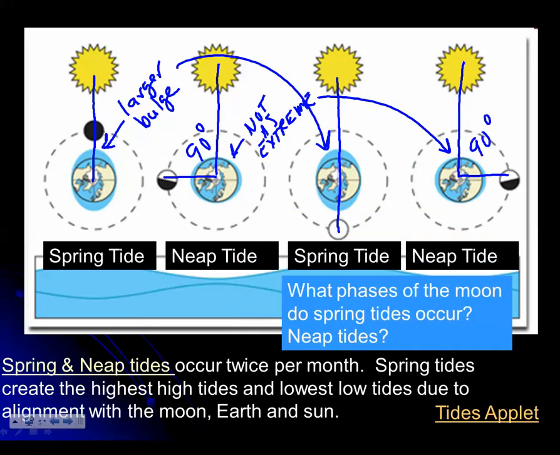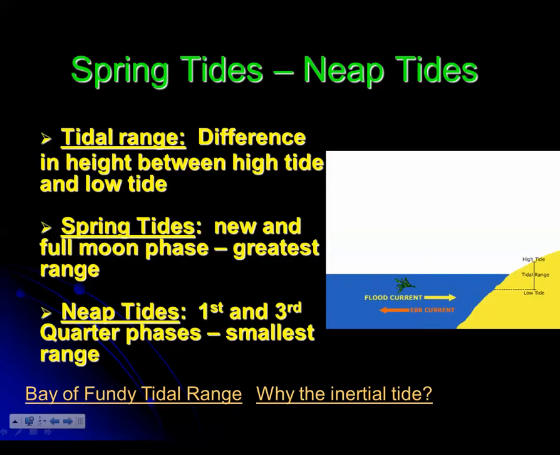So just remember, the phases of the moon where spring tides occur and where neap tides occur is a question you'll probably be asked. At least with me you will be. And so you have to know the new moon, full moon is for the spring tides, and the first and third quarters are for the neap tides. And that's what this says here.